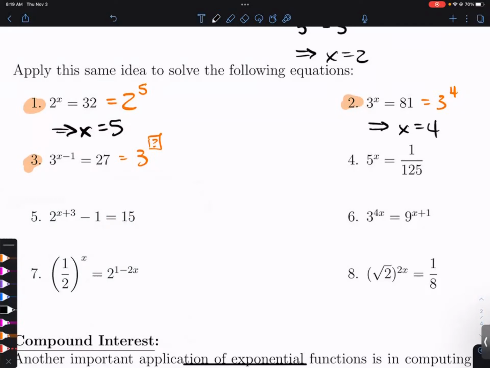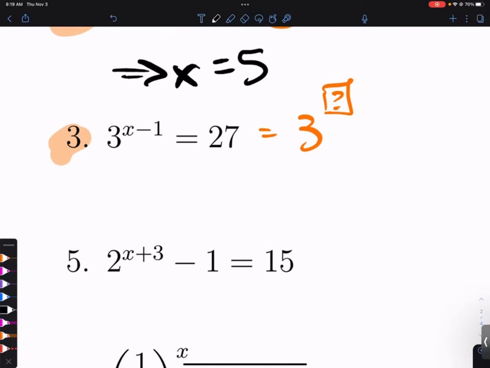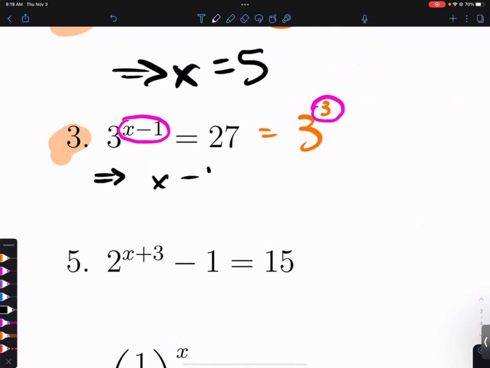Okay, so 81 is 3 to the 4th, 3 to the x is 81, that means x must be 4, right? A little bit more going on here. 27 is 3 cubed, right? So that means that this must be the same as this. And if x minus 1 is 3, then x is 4, right? So we just have something else to do after that.